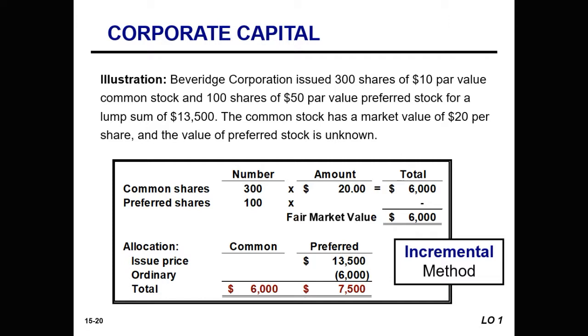What we do then is we take the 300 shares of common stock and multiply it by the $20 market value per share that we know. That's $6,000. We have definitive proof of $6,000 worth of fair market value. We reduce that from the $13,500, and that gives us a $7,500 difference that we would allocate to our preferred stock because it is the unknown factor. We take what we can prove, and the remainder goes to the unknown.